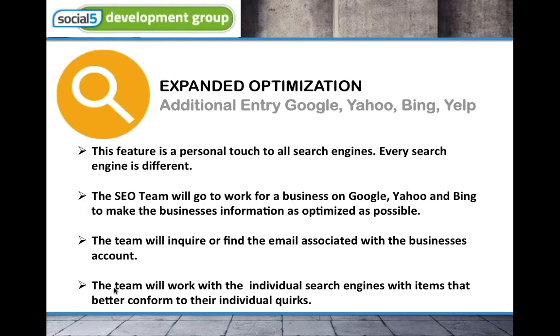Okay, let me get this back up on the screen itself. Okay. So expanded optimization. Now we have kind of run through the whole scenario and the whole difference between the two columns and what's important to us and the things that we want to do and accomplish.